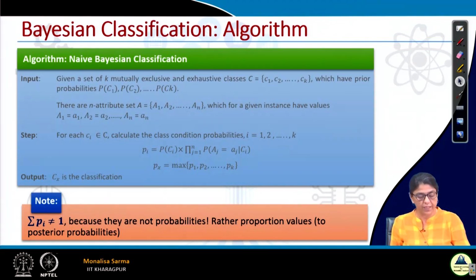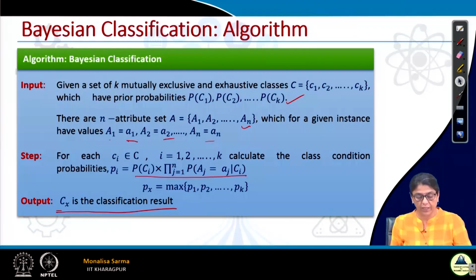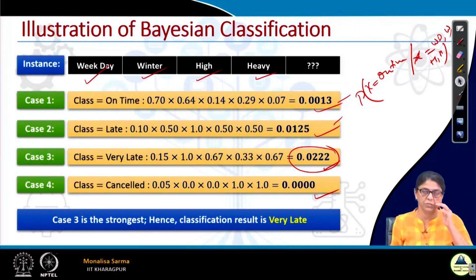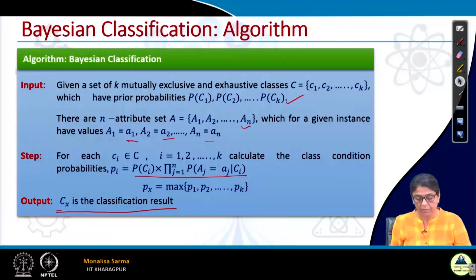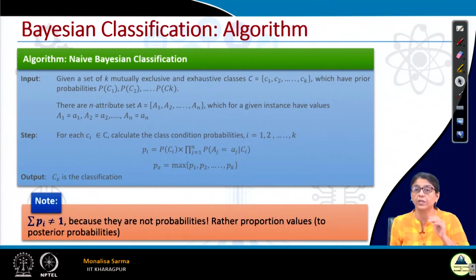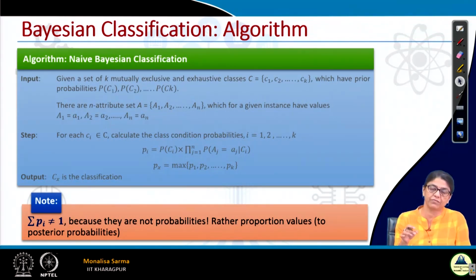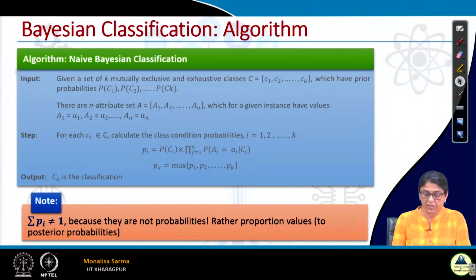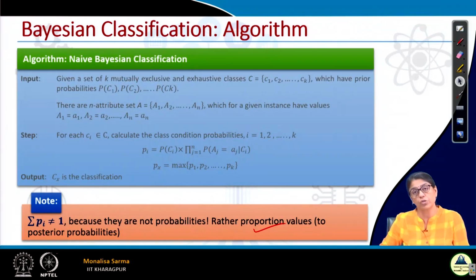Now, here this sum of pi is not equal to 1. If you add this plus this plus this plus this, it is not equal to 1. Do not expect that you will get 1, because they are not actually probabilities, but rather values proportional to the posterior probability. You might think these are the different class probabilities, so they must sum to 1, but here we are not getting that, so something is wrong. No, it is not wrong, you will not get 1, because they are not probabilities, they are proportional values, proportional to the posterior probabilities.